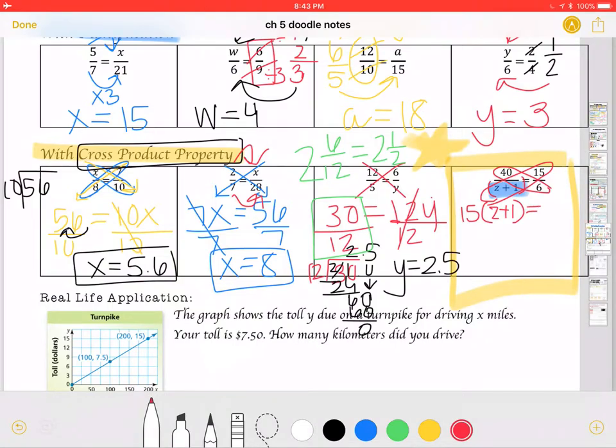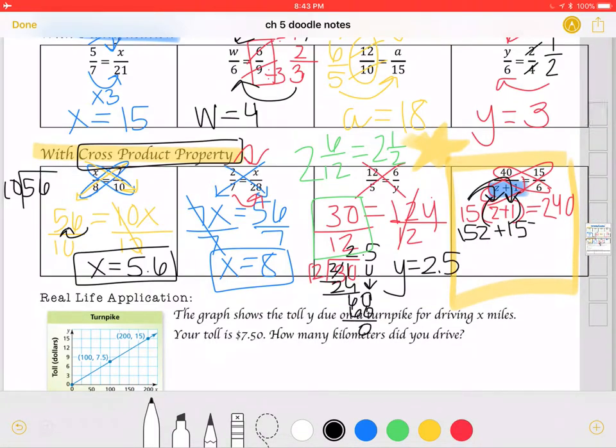And then 40 times 6, we can do that. Well, we know 6 times 4 is 24, and then add a 0. Now, you have this equation to solve. Notice how there are parentheses. We have to get rid of those by doing, hopefully you're thinking, the distributive property. 15 times z gives me 15z. 15 times 1 gives me 15.